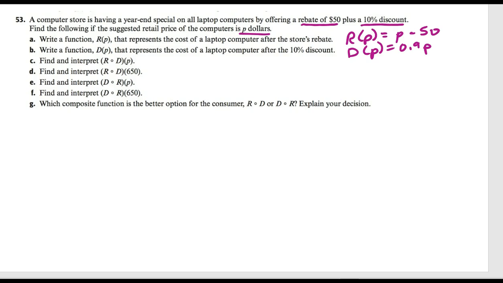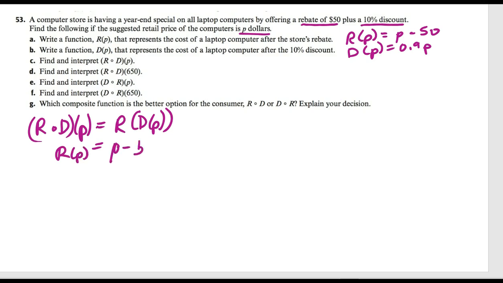Part C asks us to interpret R composed with D at P, which we could write as R and then put D of P as our input. So we know R of P is equal to P minus 50. So R of D of P, we can replace D of P with 0.9 P. So R composed with D will be 0.9 P minus 50. And it asks us what this means.